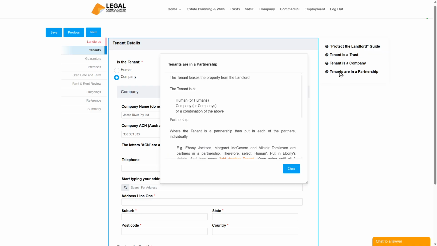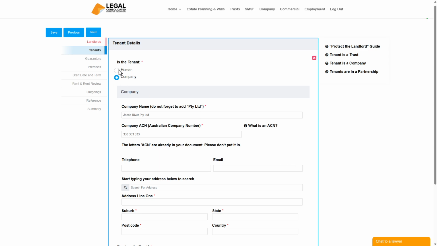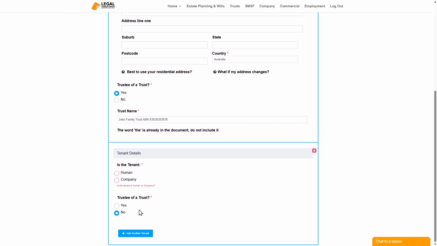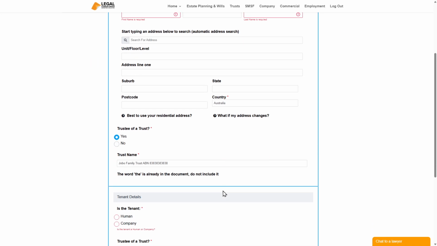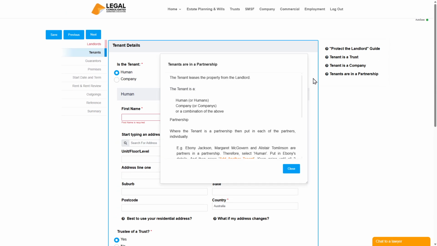And finally, sometimes the tenant may be operating through a partnership, which is like two or more people acting together. Now, in this instance, the people there are Ebony Jackson, Margaret, and Alistair Tomlinson. They're three partners, and they're human, so you'll add them here. One, then two, and then the third one. So you'll end up with three human beings.